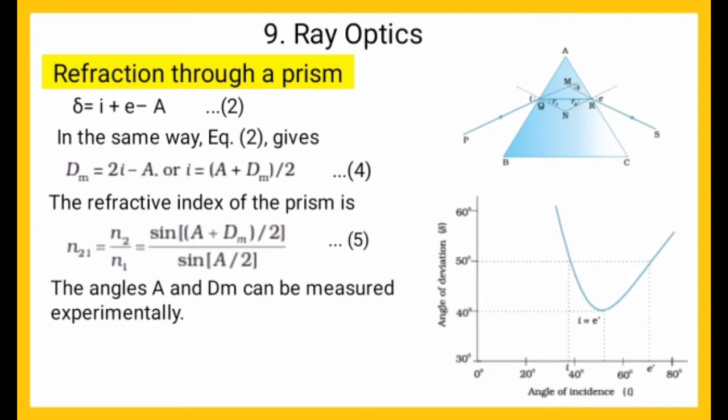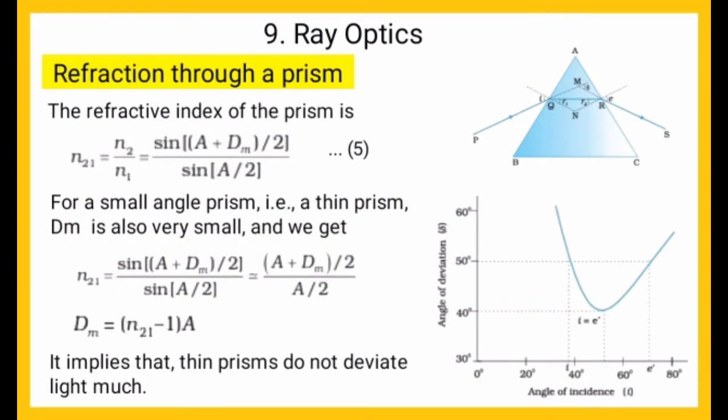The refractive index of the prism is n21, which is equal to n2 upon n1, that is, the refractive index of medium 2 with respect to medium 1. It is equal to sin of (A plus delta m) upon 2 divided by sin of A by 2. This is equation number 5. The angles A and delta m can be measured experimentally. The refractive index of the prism is given by equation number 5.